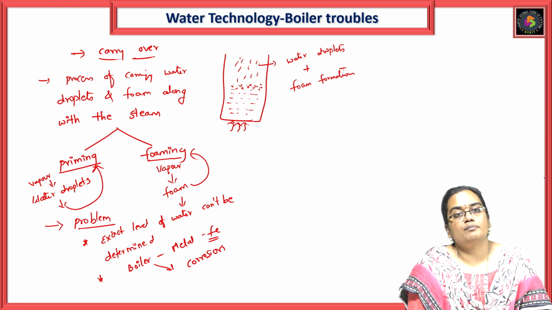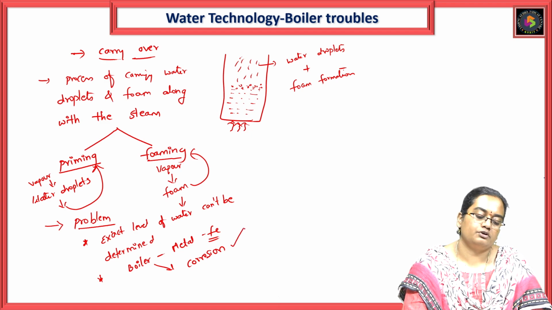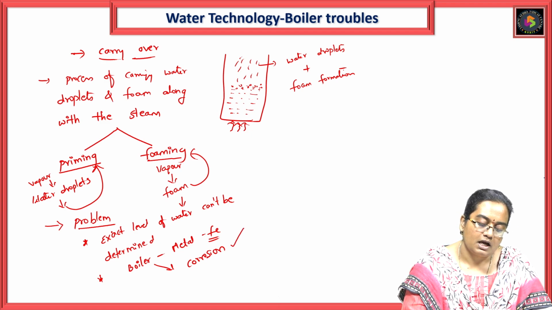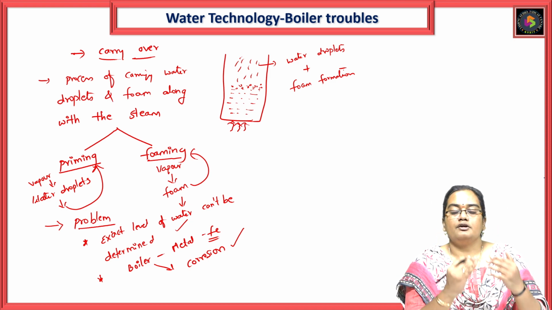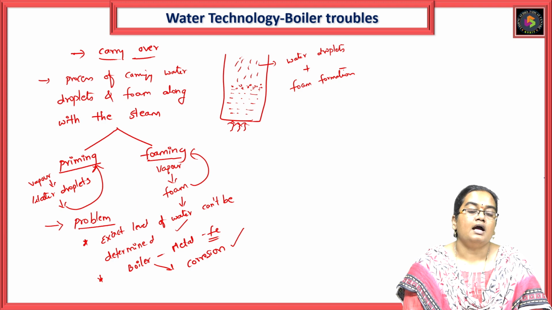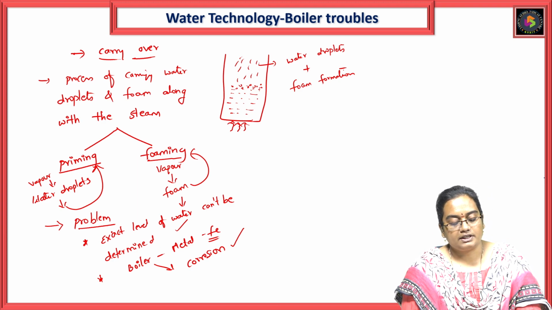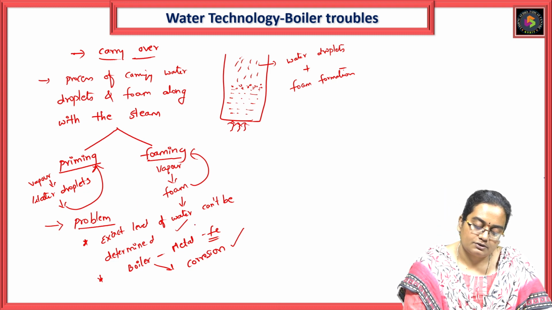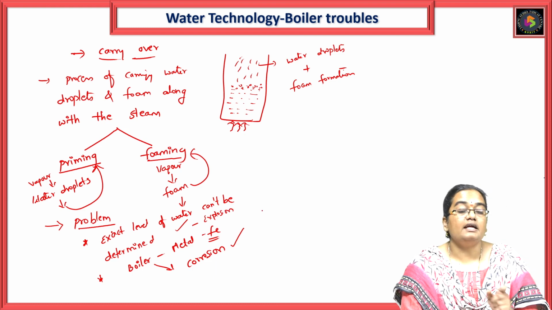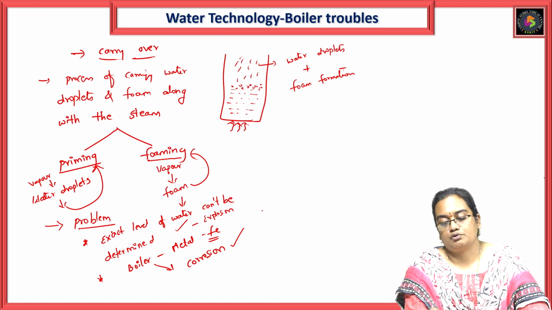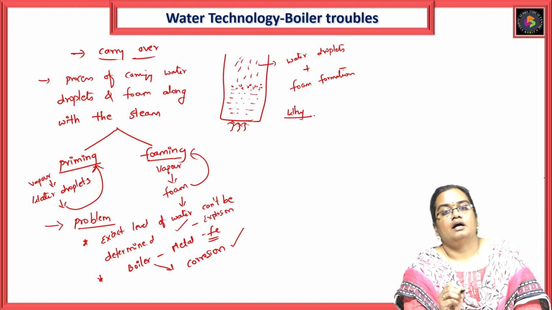Okay. So what is the problem of priming and foaming? Due to priming it is undergoing corrosion, and due to foaming we don't know the exact level of water with which we are continuously supplying the heat to the boiler, and at a certain stage we are going to observe the explosion of the boiler. So that is the problem. So it leads to explosion also. And why is this water getting this carryover? That is your next point. Why is it getting the carryover problem?